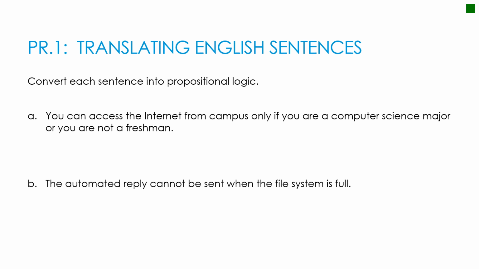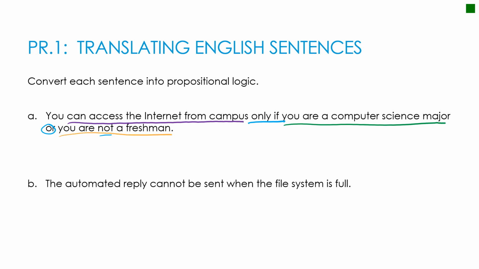Here I have two for you to try. The first is: you can access the internet from campus only if you are a computer science major or you are not a freshman. We've got a lot going on here, so think about how you would like to assign those propositions. Accessing the internet would be one of our propositions, and we also have you are a computer science major, and you are a freshman.